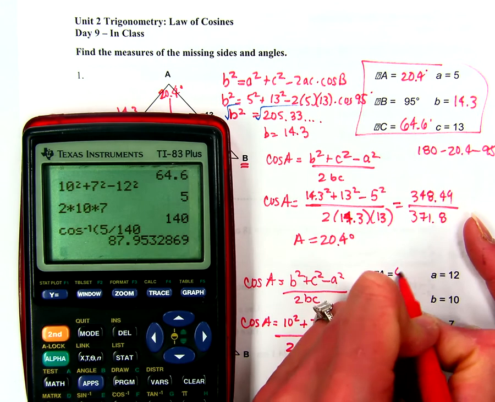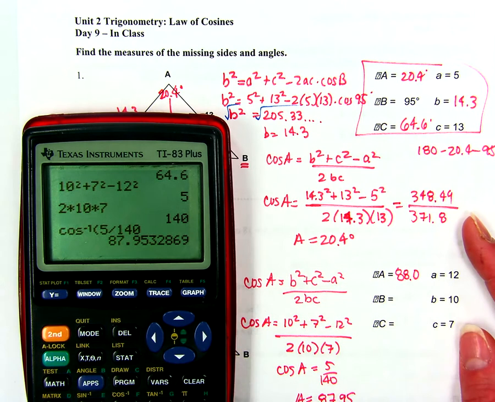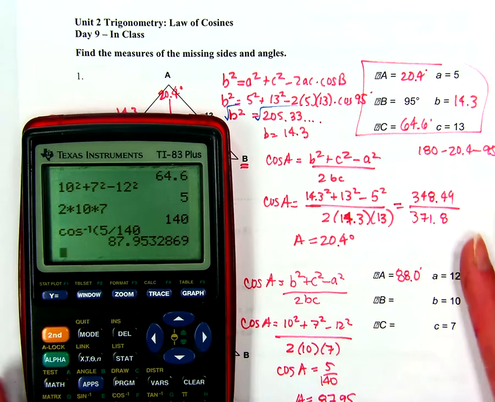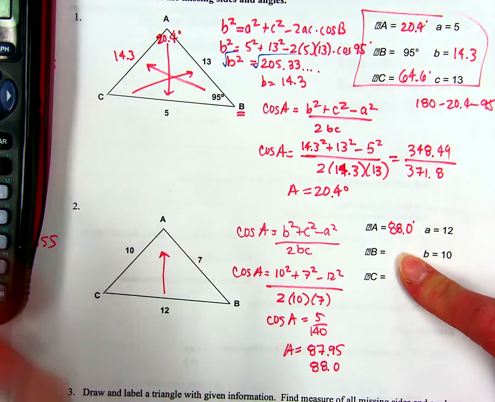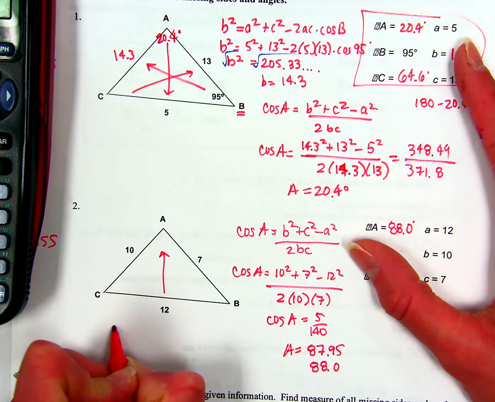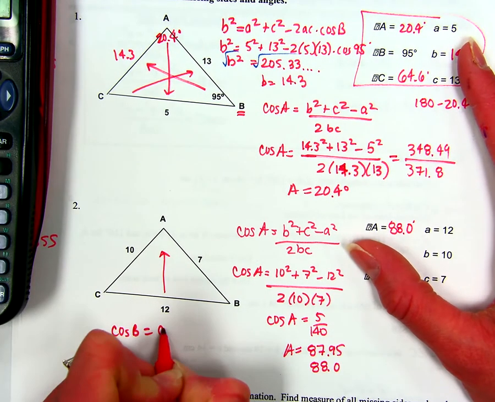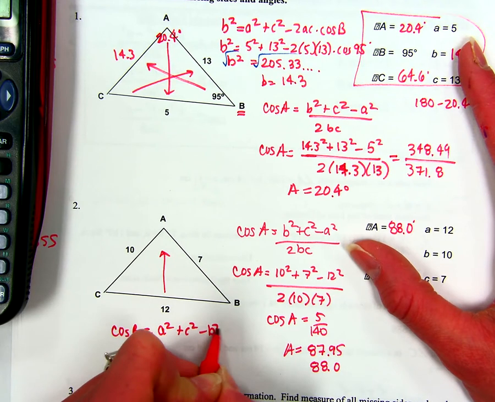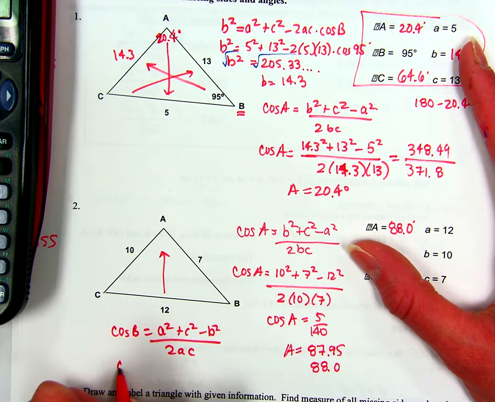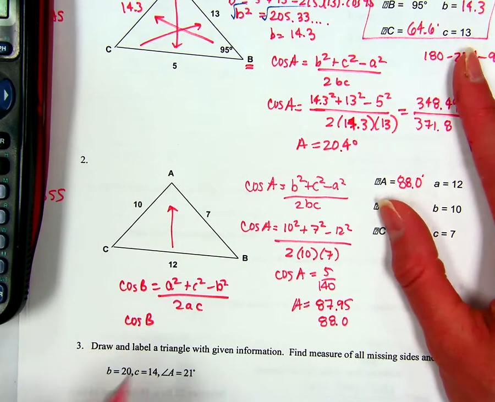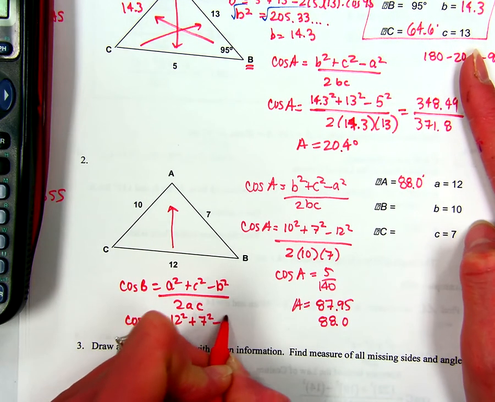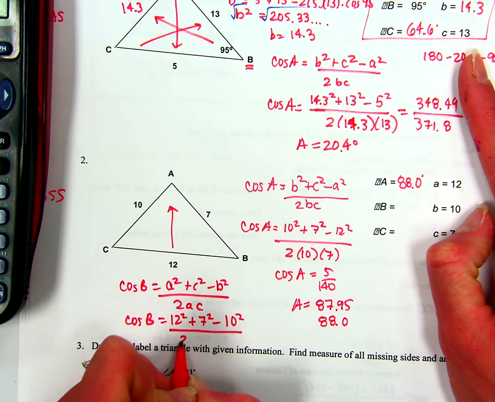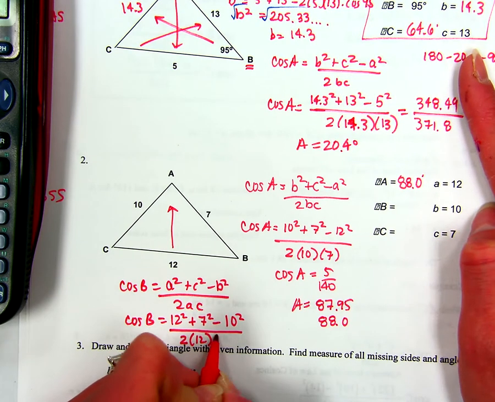All right, so I need to use law of cosines one more time. I'm going to find just angle B because that's next. So if I want to find angle B, I'm going to use the cosine of B formula: A squared plus C squared minus B squared over 2AC. So we have cosine of B equals 12 squared plus 7 squared minus 10 squared over 2 times A times C.